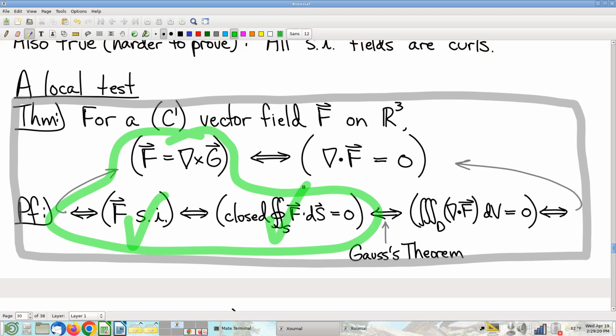And I just asserted above that every curl is surface independent. Actually, I kind of proved that. And then I asserted without proof that every surface independent field is also a curl. And that proof is actually quite hard. It's beyond what we can do in this course. But it's also true, so we're just going to state that. Okay, so again, three analogously true facts.